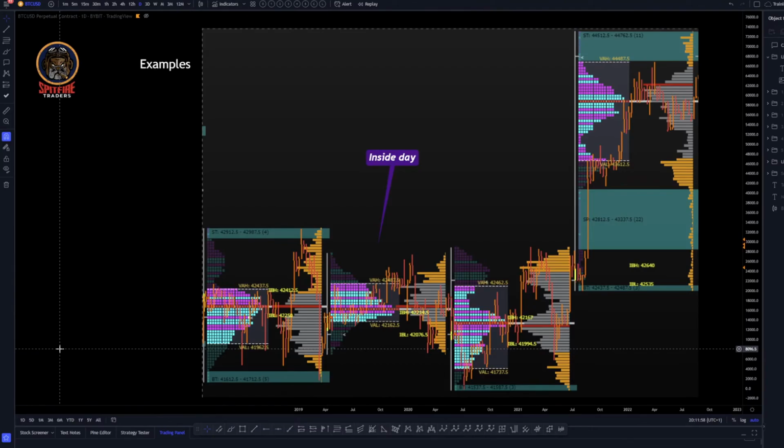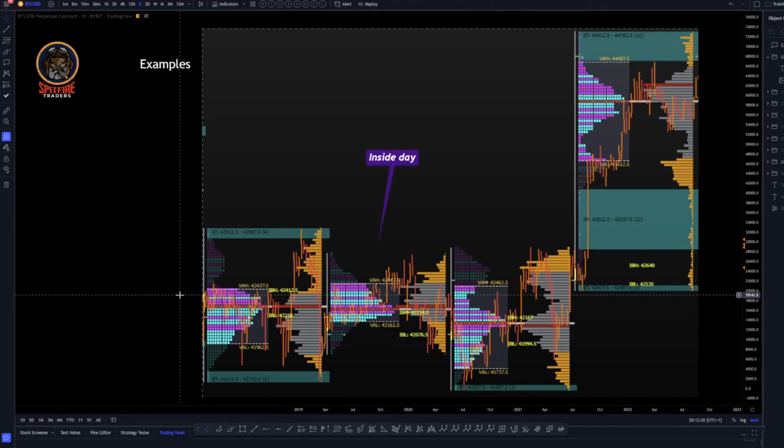So basically what an inside day is, when price opens and closes and does not breach the highs or the lows of the previous day. So hence the term inside day. So price stays within the previous day's range. Doesn't go above, doesn't go below. Inside day.